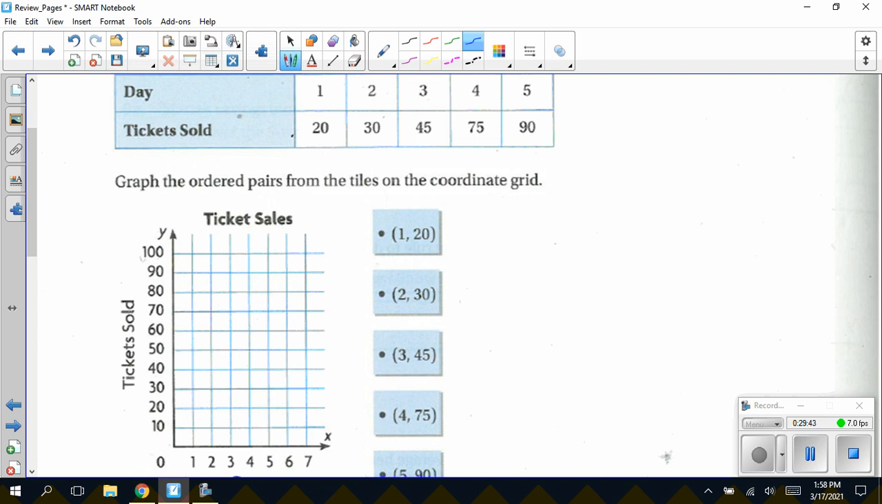So for day 1 with the 20 tickets, I have over 1 up 20. That would be my 1, 20. And then for day 2, over 2 up 30. Day 3 is over 3 up 45. Remember, 45 is halfway through 40 and 50. Day 4 is over 4 up 75, so halfway through the 70 to 80 mark. And then day 5 was over 5 up 90. So that is just plotting those ordered pairs from the table that was given.